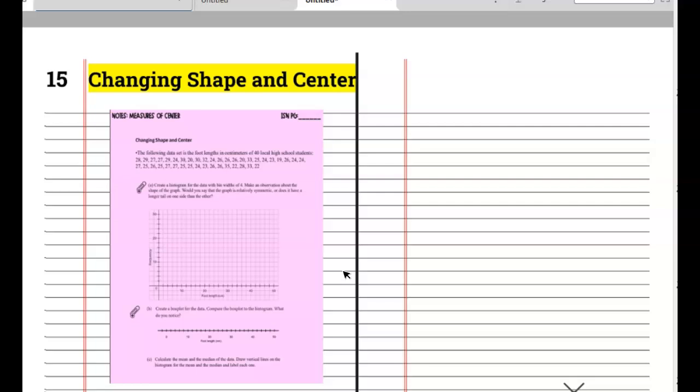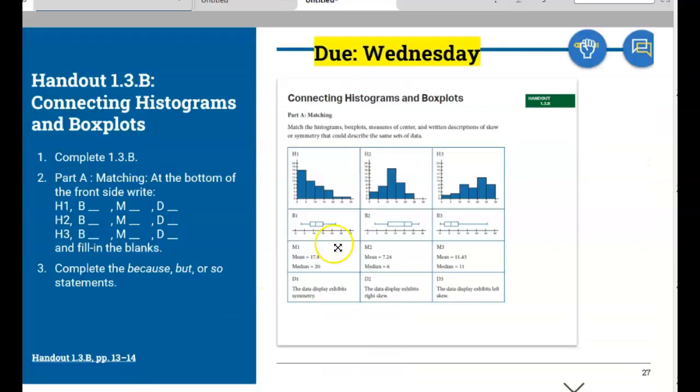I'm not done. Okay, so you're doing this on page 15. There's the title, Changing Shape and Center. And then Logan is passing out your homework. It is due on Wednesday next week. Don't forget there's no school Monday for you. Make sure that you look at the slides so that you understand how to answer the questions where you're matching. And then there's a back to it. You have to do the front and the back. Okay? All right, thank you.